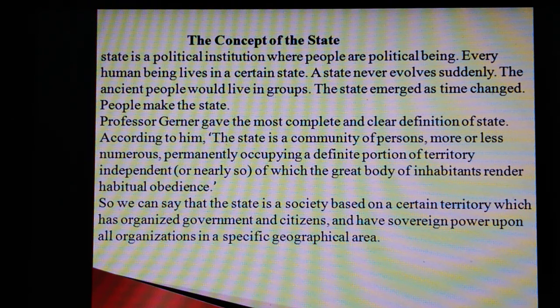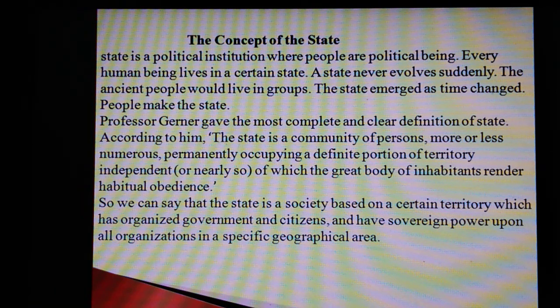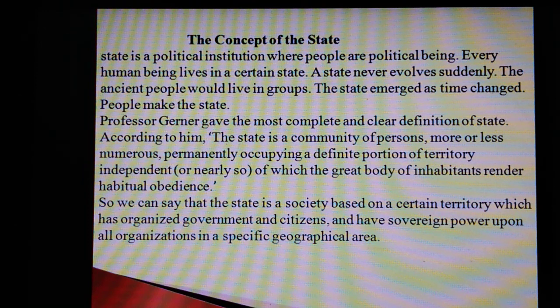Many politicians, political thinkers and philosophers gave definitions of the state, but Professor Garner gave the most complete and clear definition. According to him, the state is a community of persons, more or less numerous, permanently occupying a definite portion of territory, independent of external control, to which the great body of inhabitants render habitual obedience. I repeat, the state is a community of persons more or less numerous, permanently occupying a definite portion of territory, independent of which great body of inhabitants render habitual obedience.